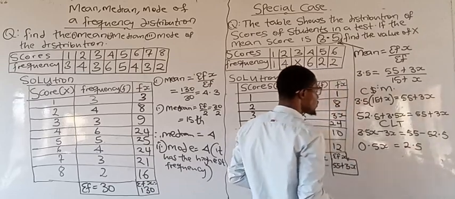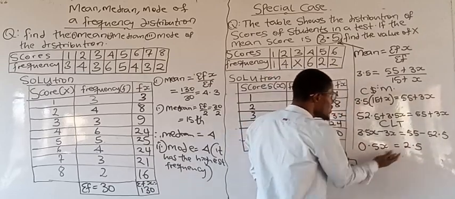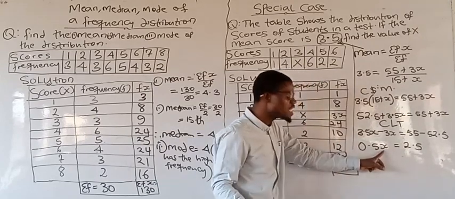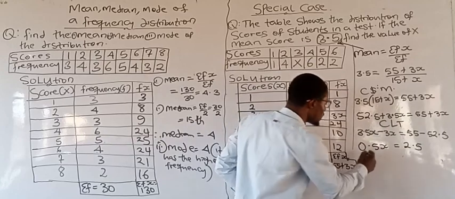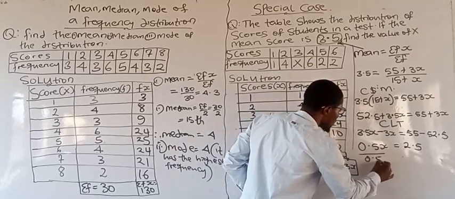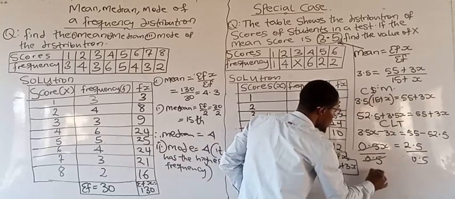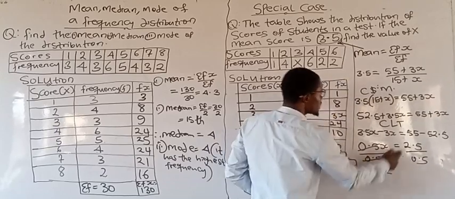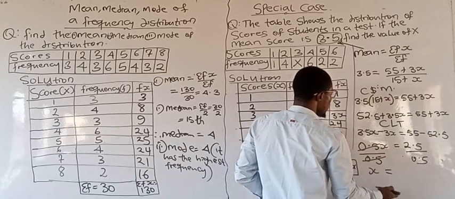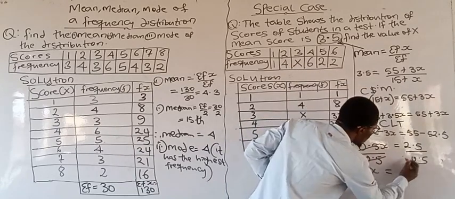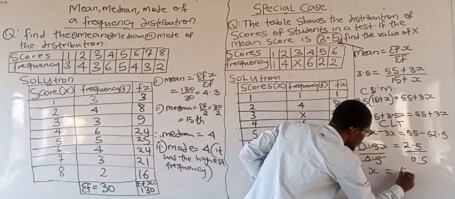So what am I going to do in this aspect now is to divide both sides by the coefficient of x. So if I divide both sides by the coefficient of x here, what do I have? Divide both sides by 0.5. So this will cancel this. So I have x to be equals to 2.5 divided by 0.5. So this is 2.5 divided by 0.5, that is 5.